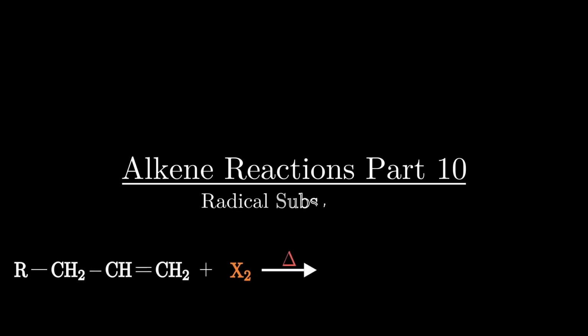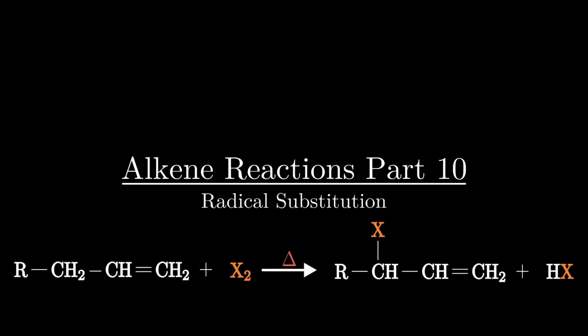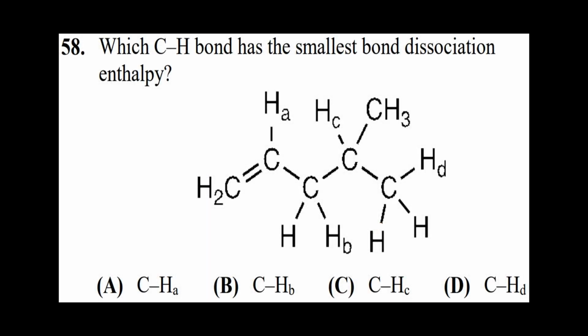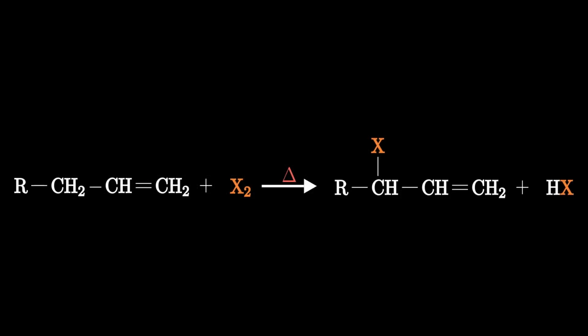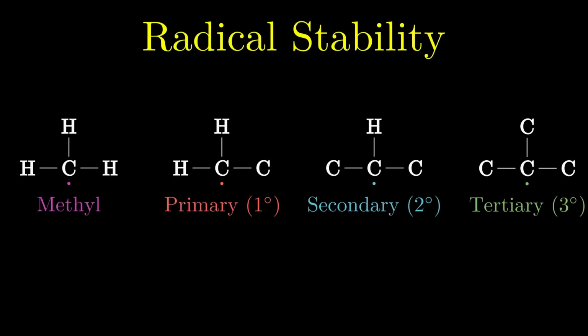Unlike all previous 9 videos, this is radical substitution, and there is still an alkene left when the reaction is finished. How and why there is still an alkene after this reaction occurs is mentioned in my video on question 58, which was part of the 2019 US National Chemistry Olympiad. Although the reaction is a different class, knowing what happens and why requires a solid understanding of the radicals.